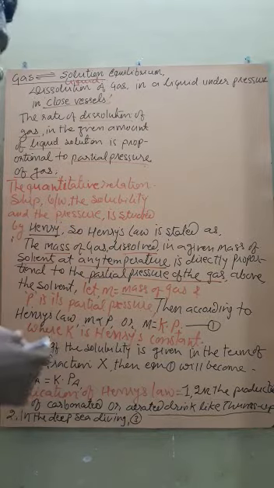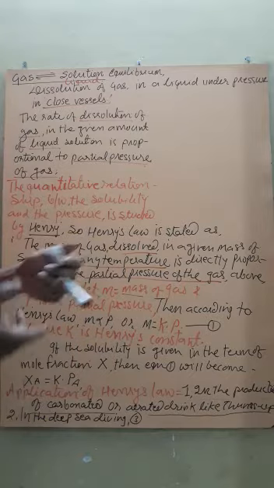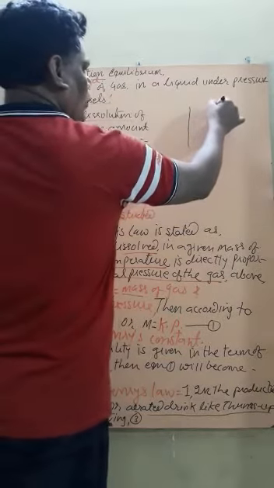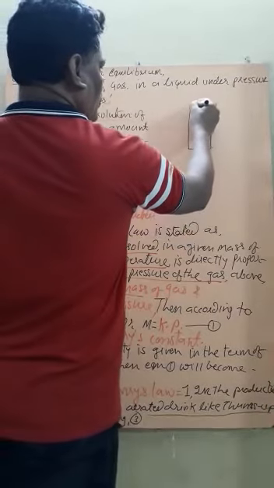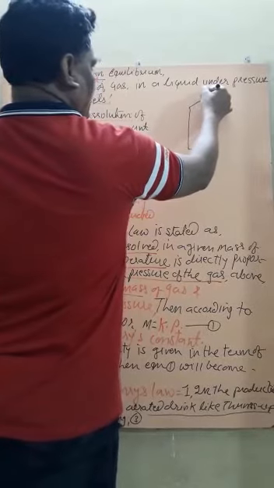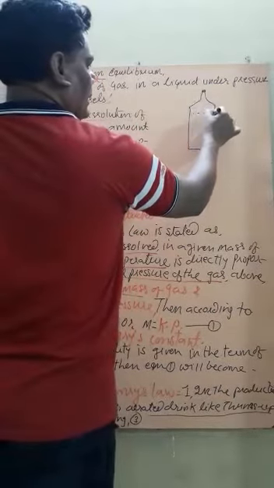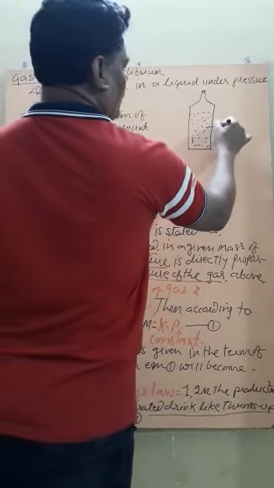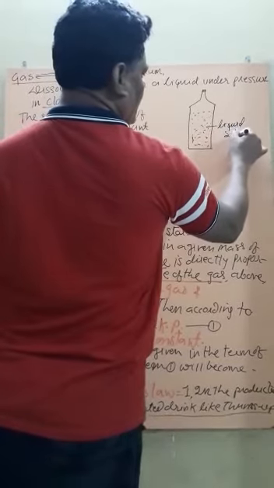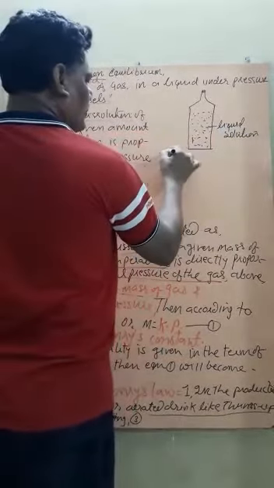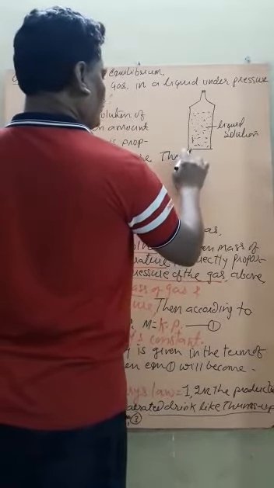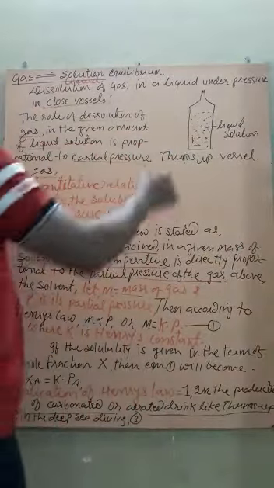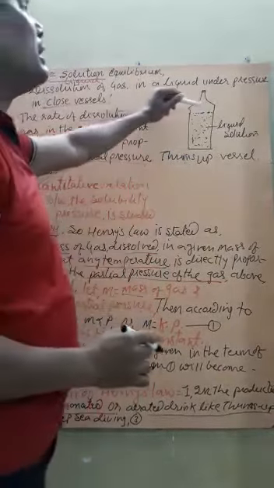Now, as the application is in the production of carbonated or aerated drinks, what is a carbonated or aerated drink? Students, you have seen a Thums Up bottle or Coca-Cola bottle. Suppose this is a Thums Up or Coca-Cola bottle vessel. You have observed that the bottle is filled only up to that amount of liquid solution. You have observed that the glass vessel is filled only up to that level. It is not filled up to the neck.